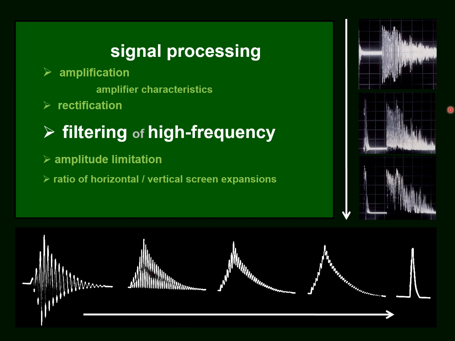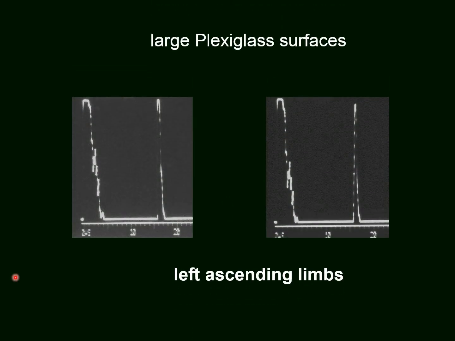If the high frequency wouldn't be filtered that much, the echo signals would be drowned by the high frequency. And again, the difference of the maximized echo signals from large plexiglass surfaces: smooth, a sharply rising thin line; coarse, many high frequency oscillations, nodules.